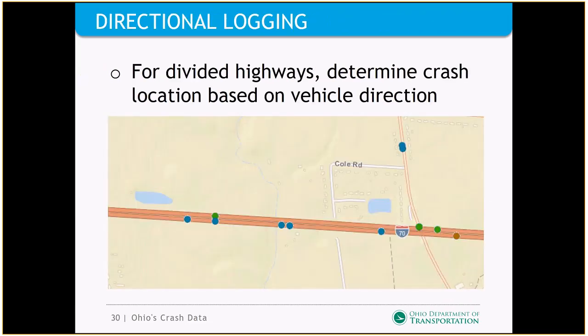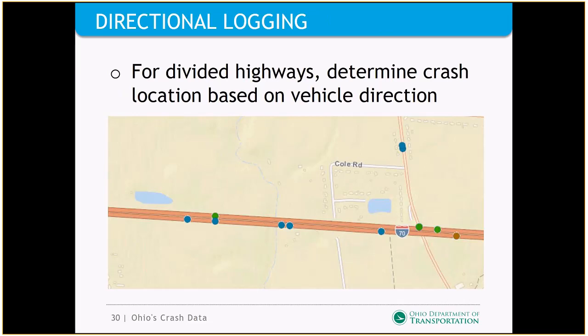So the final step in our logging process is this directional logging, and this is instantaneous direction. We digitize our roads typically from west to east and south to north, and so we can use geospatial tools to understand the direction of the road at that point in space. Essentially the bearing of the road where the crash occurred, and then we compare that bearing of the road to the direction of the vehicle's travel.